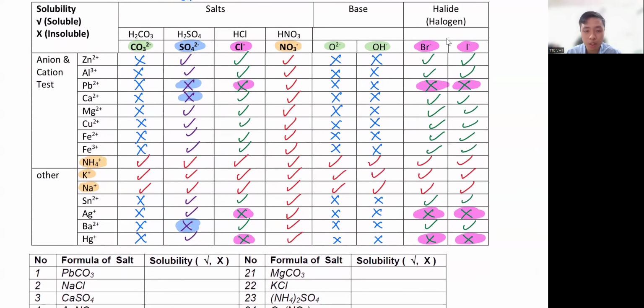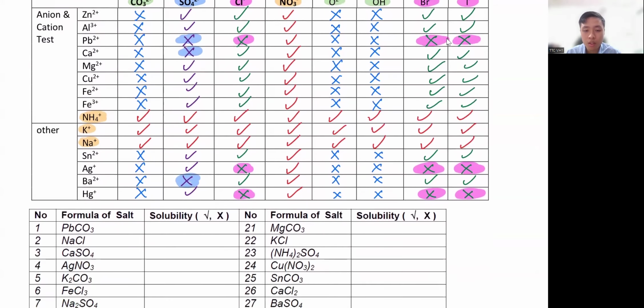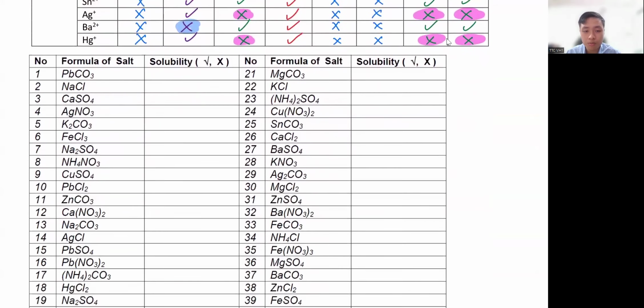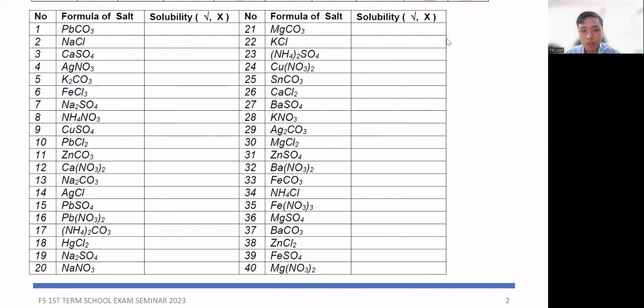So this is the solubility of salts. This is level one. The bottom one is level two. So you get ticks and crosses. First of all, you find out all the spun salts first, because spun salts are all soluble. Spun salt stands for Na plus, K plus, NH4 plus, NO3 negative.